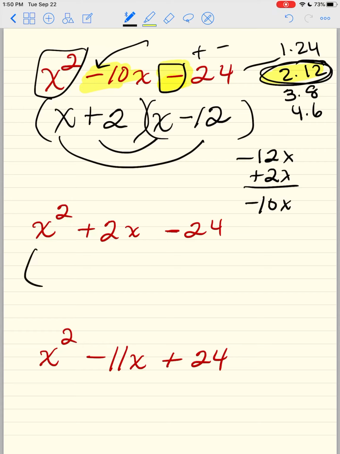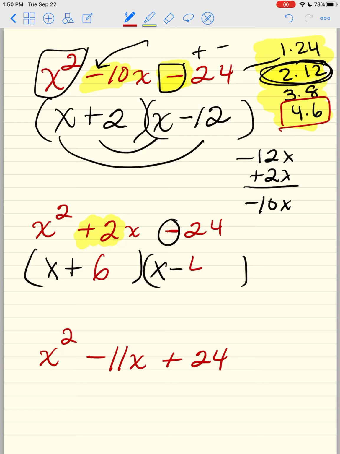Let's try another one here. X and an x. My last sign is negative, so I have no choice but a plus and a minus. I have up here my multiples of 24, and I want to know who's going to subtract to a positive 2. Who subtracts to a positive 2? Positive 6 and negative 4 make a positive 2.